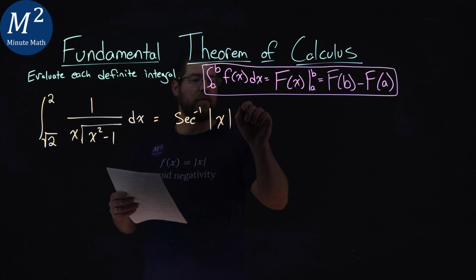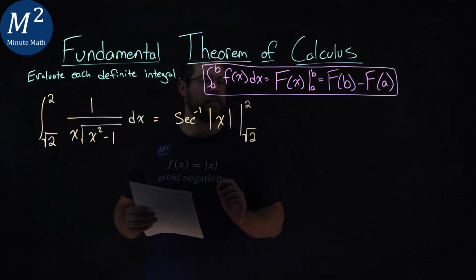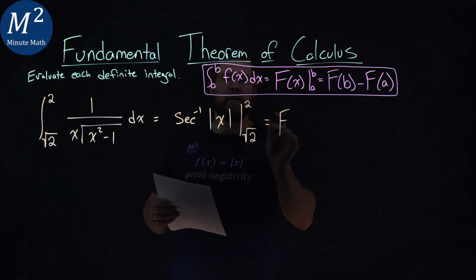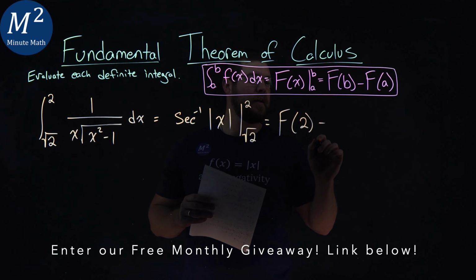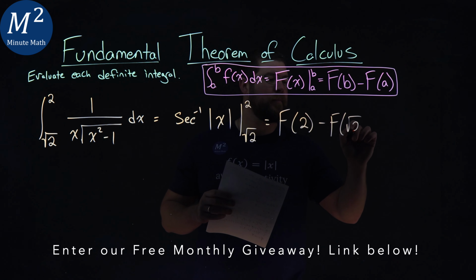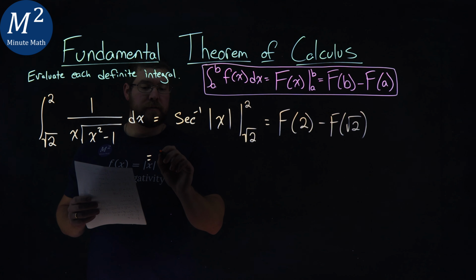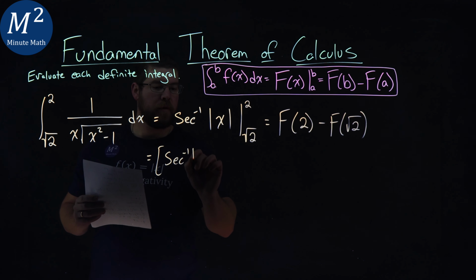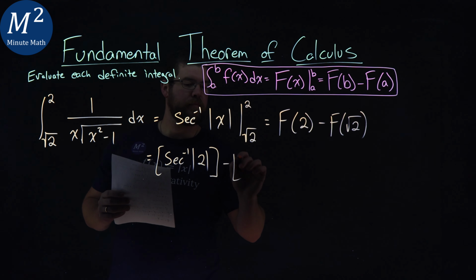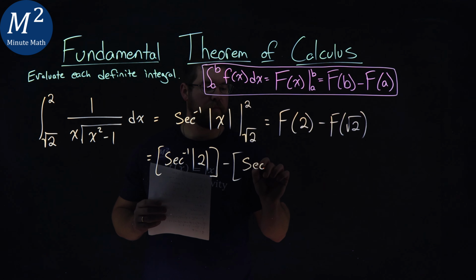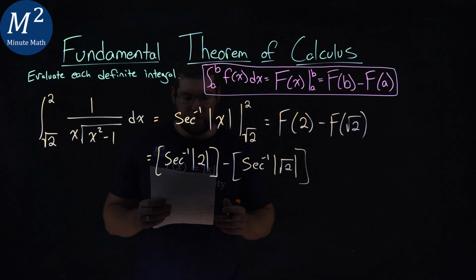Now instead of a plus C, using the fundamental theorem of calculus, we go from the square root of 2 to positive 2. So what are we doing? We're going to take our integral, secant inverse, capital F, of the 2, and subtract that, same thing, we plug in the square root of 2. Okay? So let's go do that. Arcsecant of the absolute value of 2, minus arcsecant of the absolute value of the square root of 2, right there.